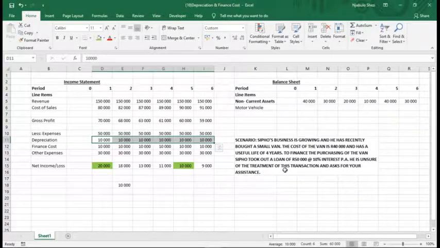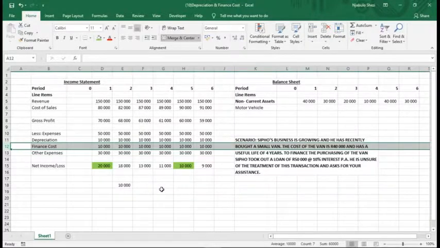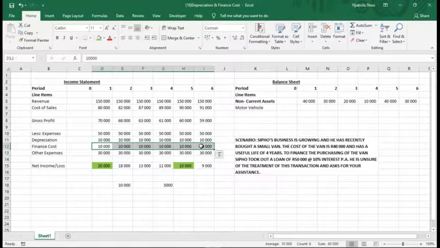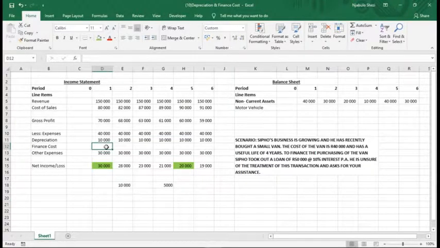And then it further says here, to finance the purchasing of the van, Sipho took out a loan of 50,000 rand at 10% interest per annum. The finance cost is 10,000. This doesn't seem to be correct. 10% of 50,000 is 5,000 rand. Times 10%, 5,000 rand, yes. So let's remove this and plug in our 5,000 rand.